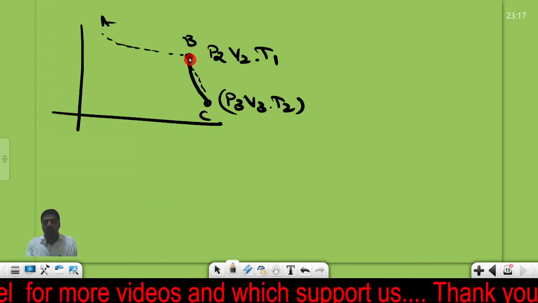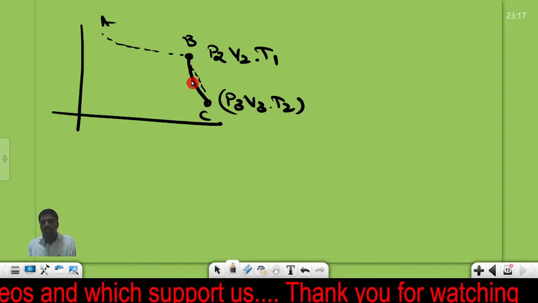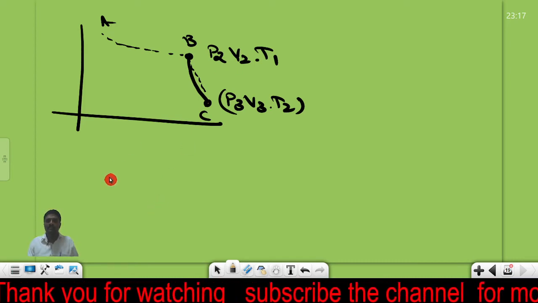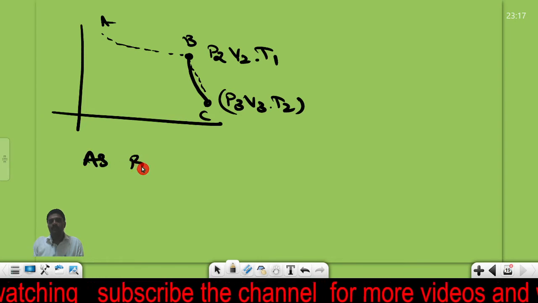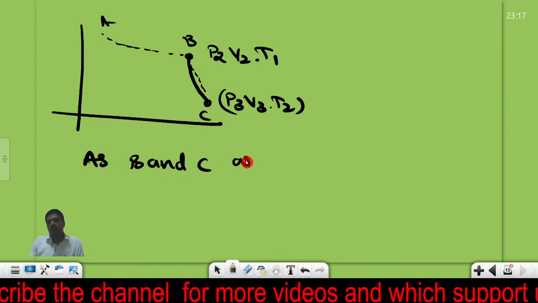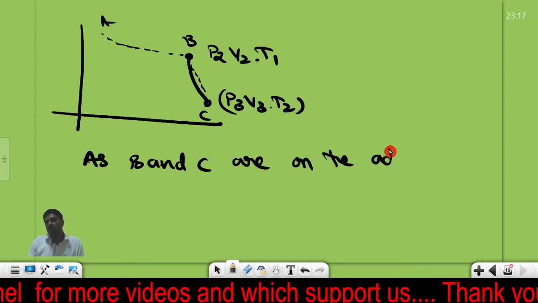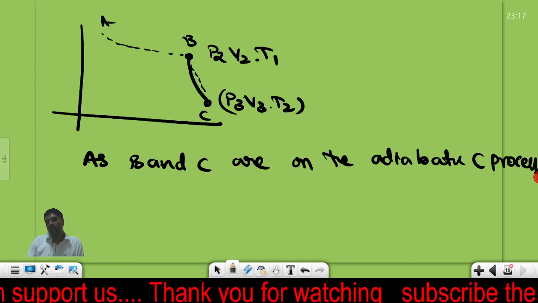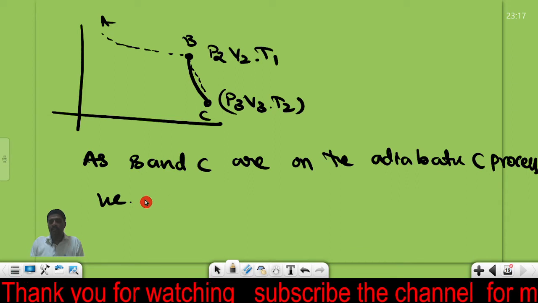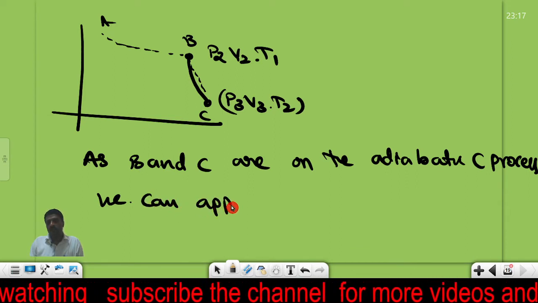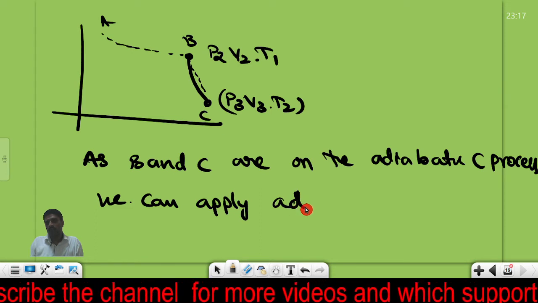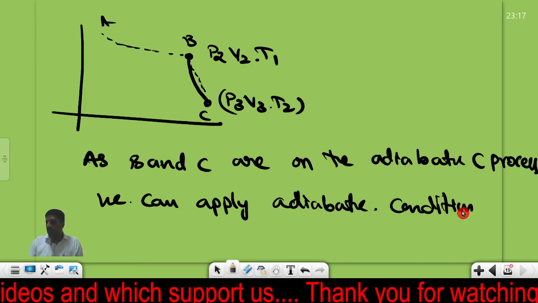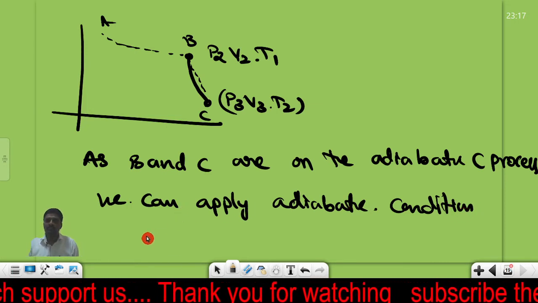Will you please observe that points B and C are located on the adiabatic process. We can apply the adiabatic condition. So as B and C are on the adiabatic process, then we can apply the adiabatic conditions. What will happen? We have the adiabatic condition.